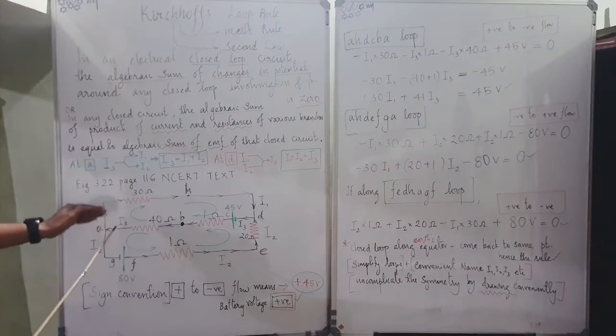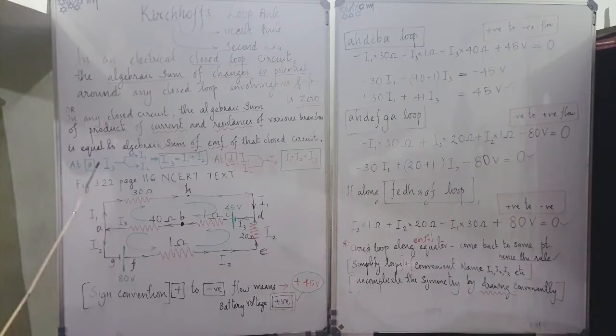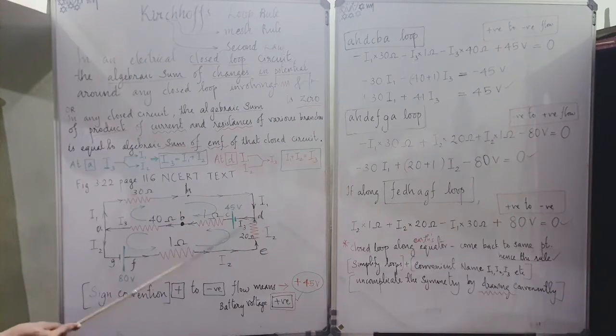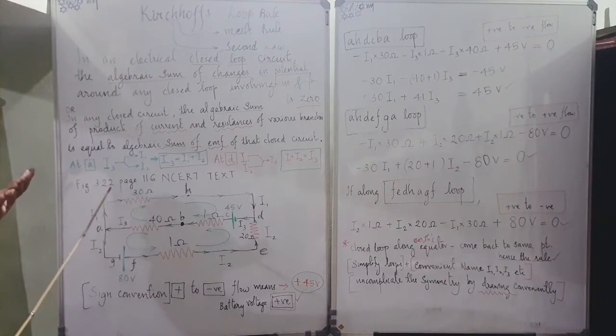Going to this circuit diagram, at a point, the current I3 is divided into two sections. That means it is the first rule, the junction rule, the point rule. Then I3 is equal to I1 plus I2. At point D, I1 and I2 will constitute I3. I1 plus I2 gives I3, which is written. Note that this is on page 116, figure 3.22 of the NCERT text.